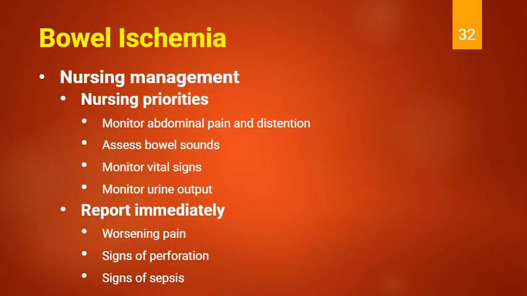Nurses play an important role in monitoring patients with bowel ischemia. Key assessments include monitoring abdominal pain, abdominal distension, bowel sounds, vital signs, and urine output. These findings help identify changes in the patient's condition. Any worsening pain, increasing abdominal distension, changes in vital signs, or decreased urine output should be reported immediately because these symptoms may indicate worsening ischemia or complications. Prompt recognition and communication with the healthcare team are essential for preventing serious complications and improving patient outcomes.